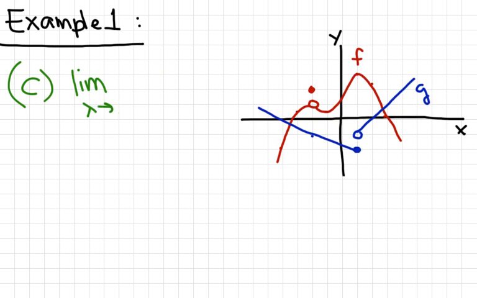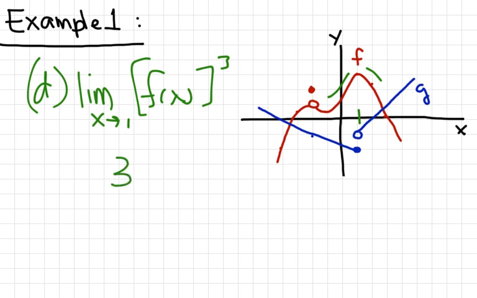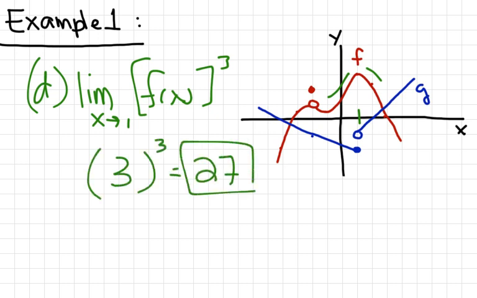All right, let's go do one more. This time we're going to find the limit as x approaches 1 of f of x to the third. That means that we're going to find the limit of f of x at 1, and then we're going to take that answer and cube it. So at 1, the limit of f of x is 3. Well, all I'm going to do is take 3 and raise it to the third, and the answer is going to be 27.